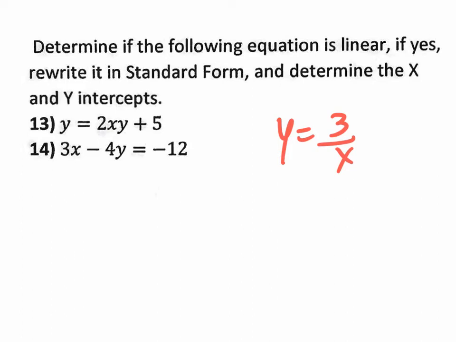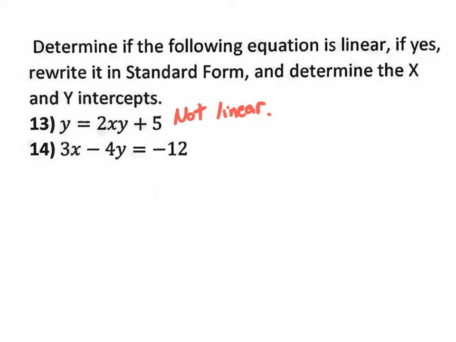And you could also not have two variables multiplied together. So right here you have x times y. That means that 13 is not linear. So let me erase this example I wrote. So 13 is not linear. Why? Because it has an x times y in it. So number 13, not linear. Okay? It says determine if the following equation is linear. So number 13 is not linear.